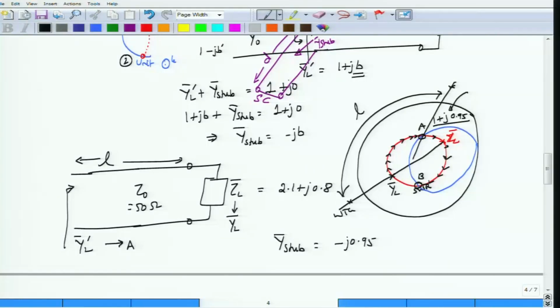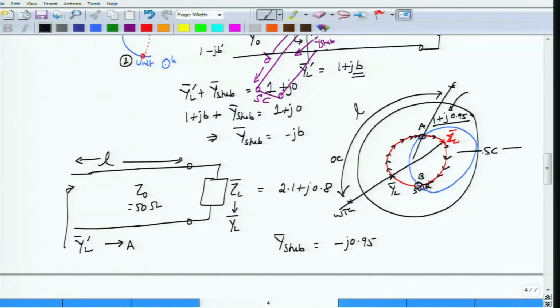Now where is the short circuit located? Remember, if the Smith chart is being used as an admittance chart, short circuit is located here, and open circuit is located over here. And after locating YL bar, from this point onwards we will treat the Smith chart as an admittance chart. So since we are treating the chart as an admittance chart, the short circuit is located at this point.